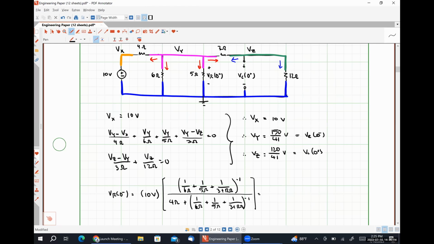So if I throw this into my calculator, let's go to the right mode here. So 1 over 6 plus 1 over 5 plus 1 over 15, all that to the negative 1 power is 30 over 13. So I'm going to have 10 times 30 over 13 divided by 4 plus 30 over 13 gives me 150 over 41.